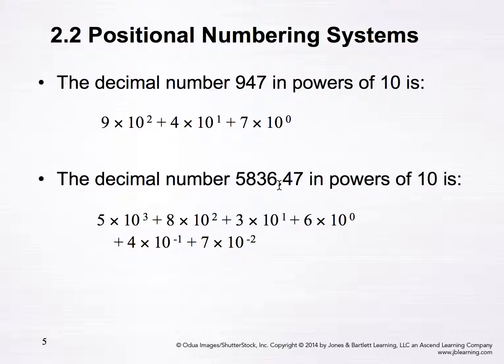The decimal point here represents the break point, after which we have negative 1. So the 4 is multiplied by 10 to the power negative 1, and this 7 has the index of negative 2, so that's 7 times 10 to the power negative 2. That's the positional numbering representation.